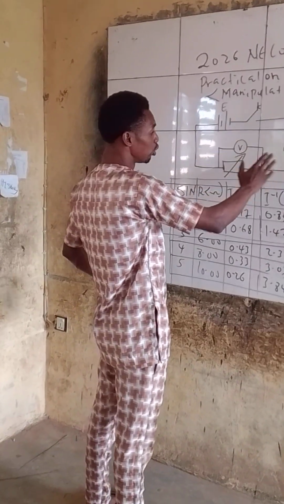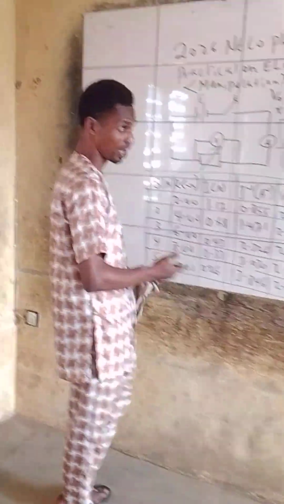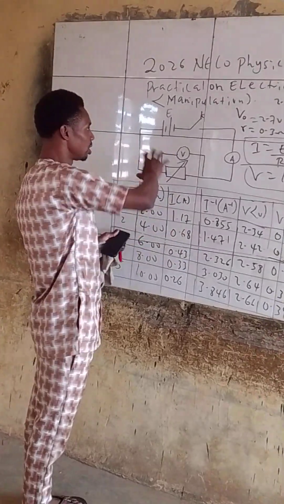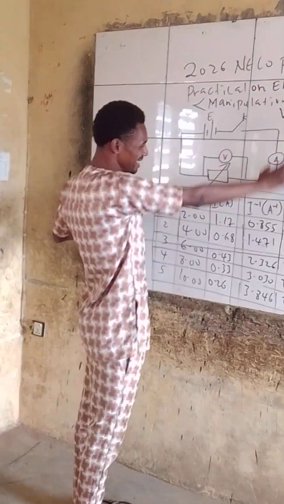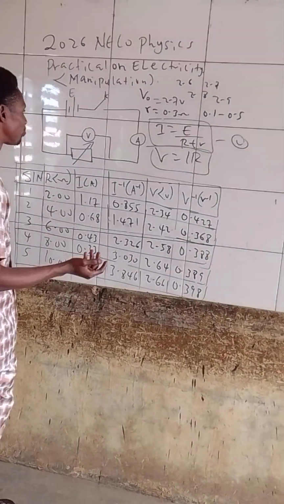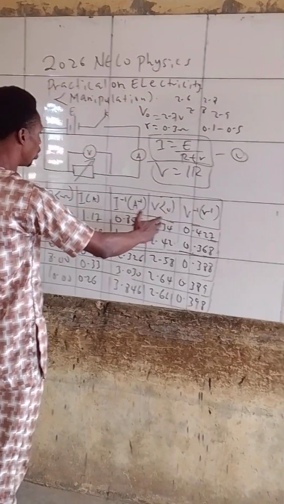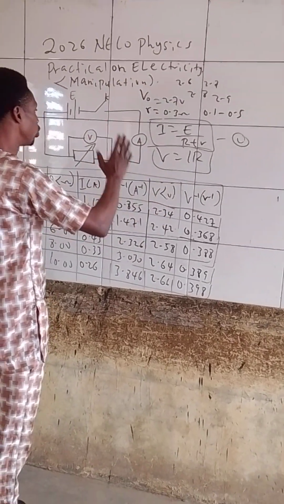This is manipulation. For example, in your school, maybe on that very day, the apparatus develops a fault. So instead of connecting the circuit, you can take the reading using this manipulation method. Some schools might not have the apparatus at all. So how can you go about this? Just use this manipulation method to take out your readings.